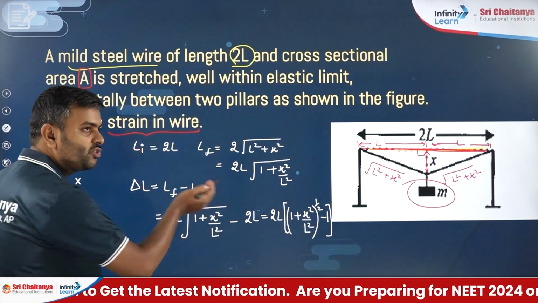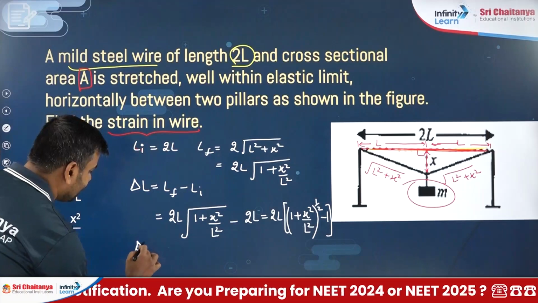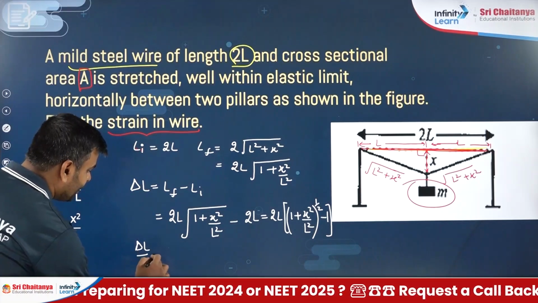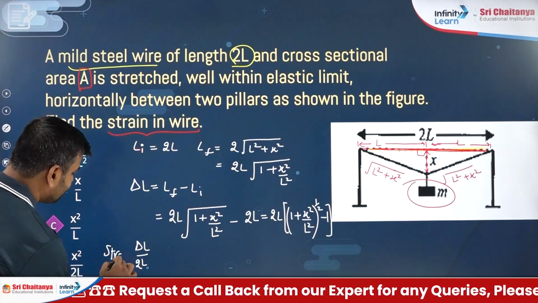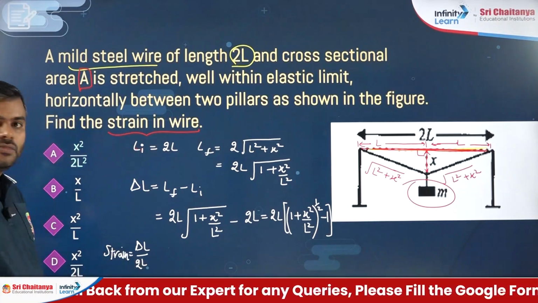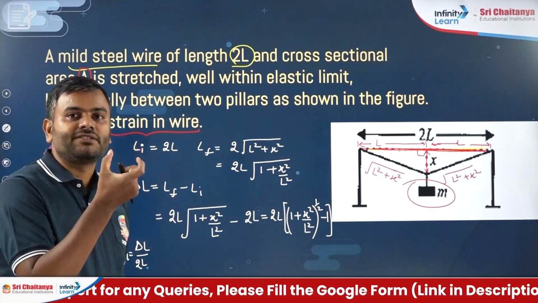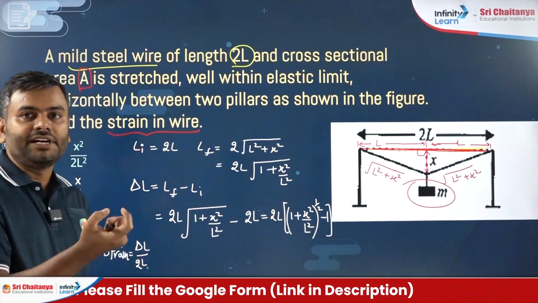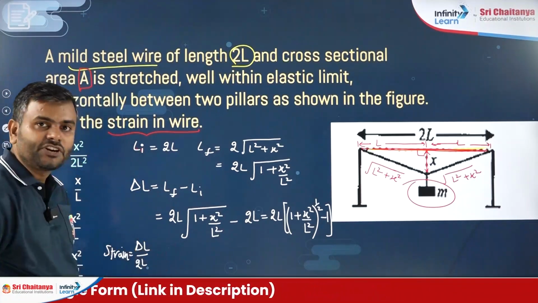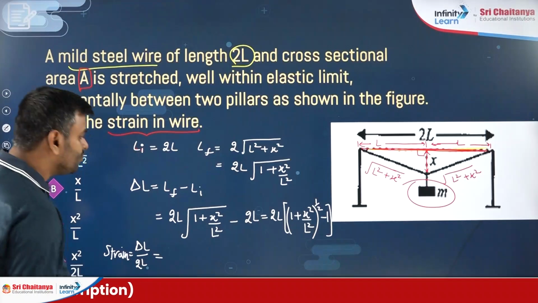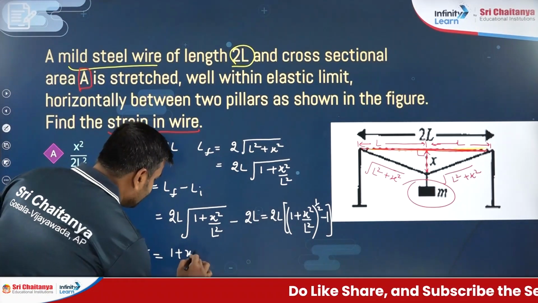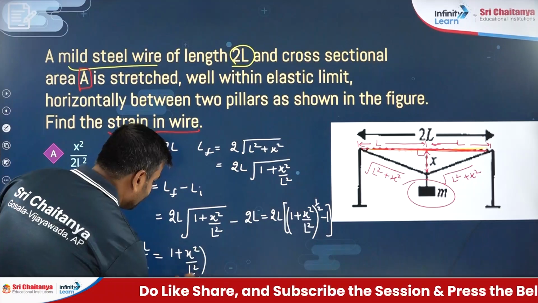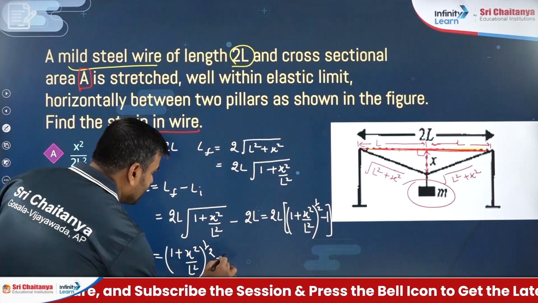That 2L we shift to the other side, so we get delta L by 2L, and that value is the strain, because the change in the length divided by the total length is the strain we have. It will be equal to 1 plus x square by L square, power 1 by 2, minus 1.